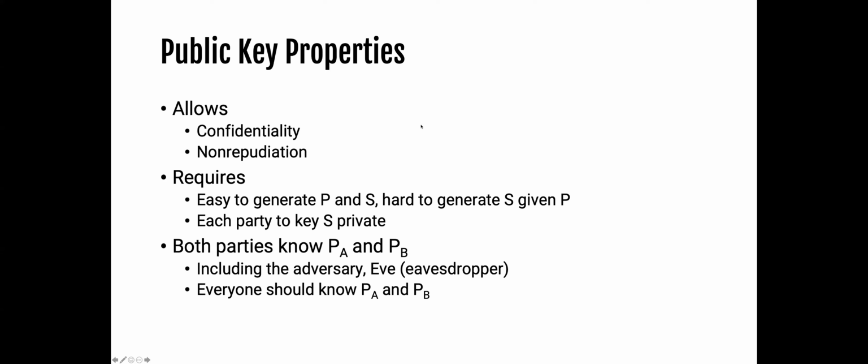You also want to make sure that everyone knows about the public key, and inevitably the adversary, like Eve or Evil, will be able to know the public key as well. This comes to the requirement: if Evil knows the public key, we don't want Evil to be able to generate the secret key based on it. These are the properties we hope a public key crypto system should hold.